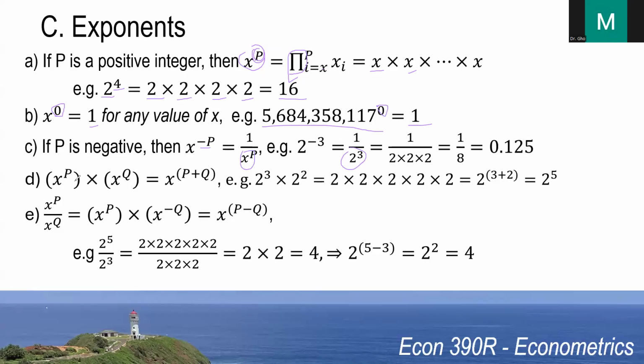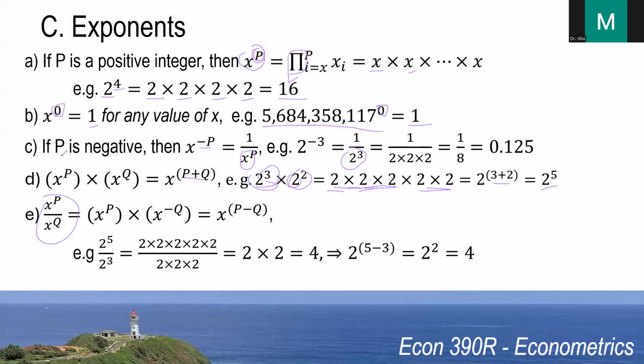What happens when you multiply numbers that have different exponents? You can just add the exponents together. An example: if you have 2 cubed times 2 squared, here's our 2 cubed portion and our 2 squared. If it's the same number, you can just add these two exponents together: 2 to the 5th. That's a more efficient way to get to a solution.